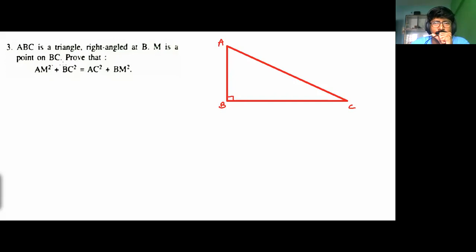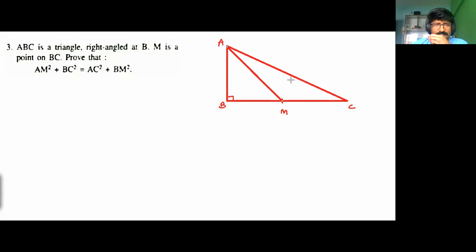M is a point on side BC. So I'm just placing point M over there. Prove that AM square plus BC square is equal to AC square plus BM square.